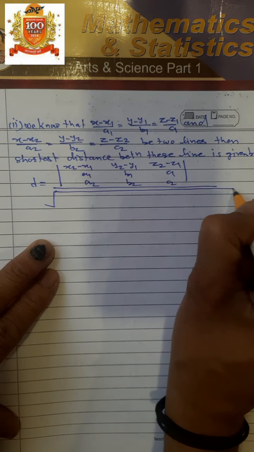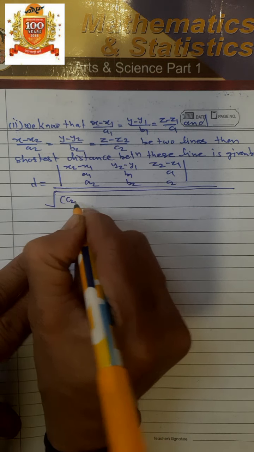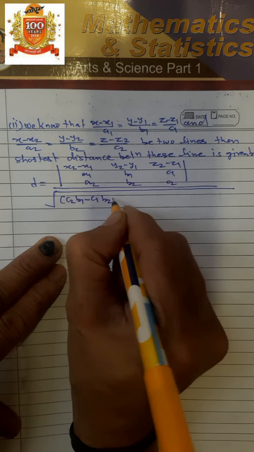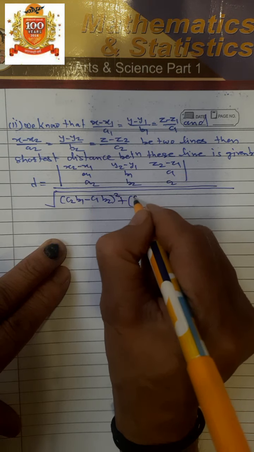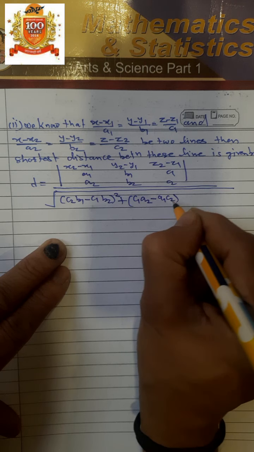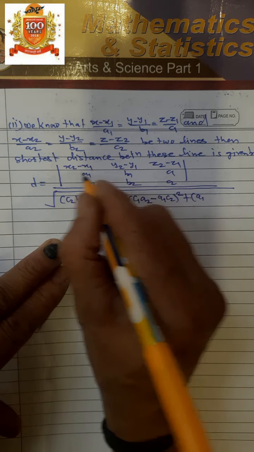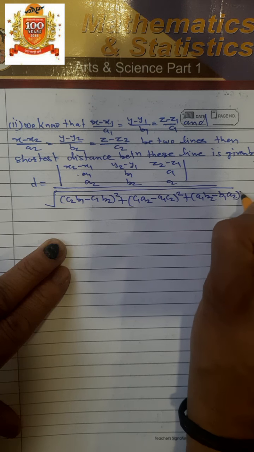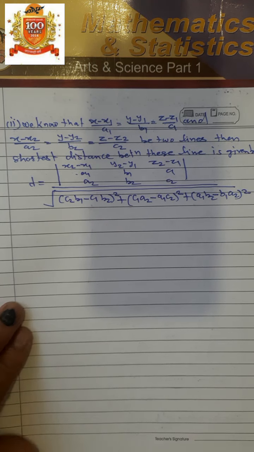(c2 b1 minus c1 b2) whole square plus, now cross, (c1 a2 minus a1 c2) square plus (a1 b2 minus b1 a2) whole square. By using this formula we can find the distance between these two lines.